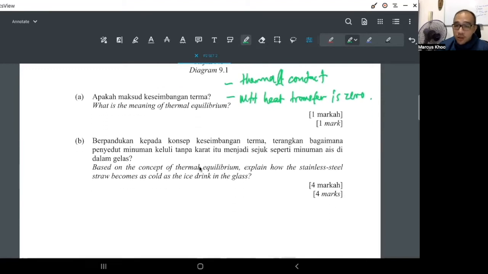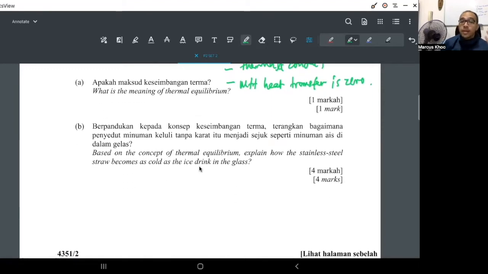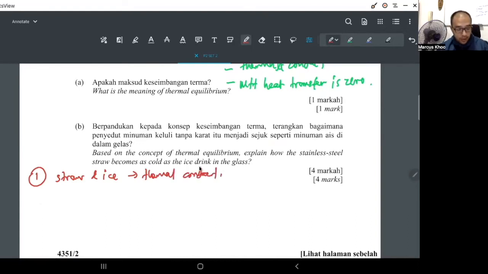Now, based on the concept of thermal equilibrium, explain how the stainless steel straw becomes as cold as the ice cream in the glass. Now, this is basically like the definition of thermal equilibrium. The same keywords have to be in, except that you have to make it a 4-point answer. So I will give you a summary of this. Number one, the straw and ice are in thermal contact. That's the first point that must be mentioned. So there is heat transfer between the straw and ice.